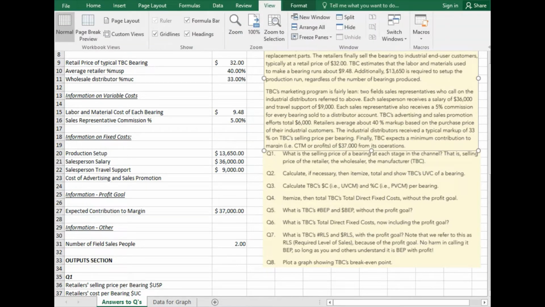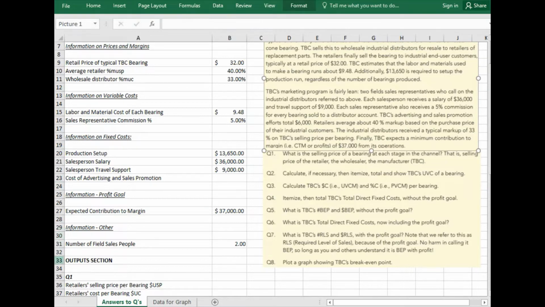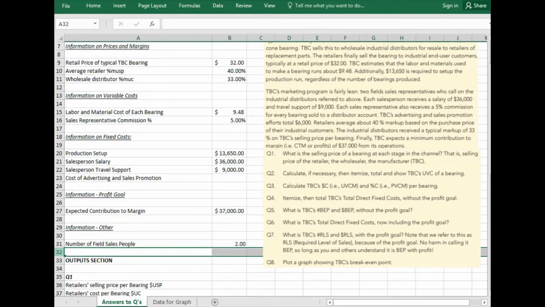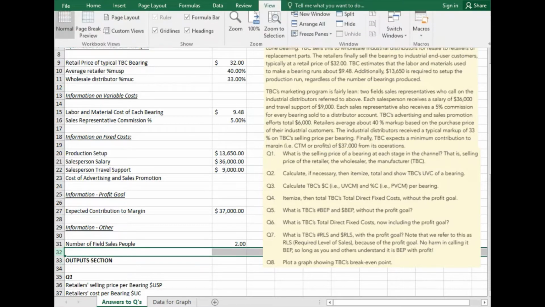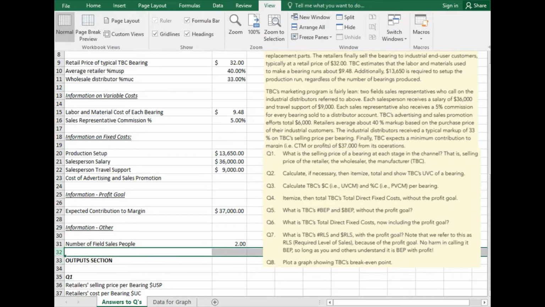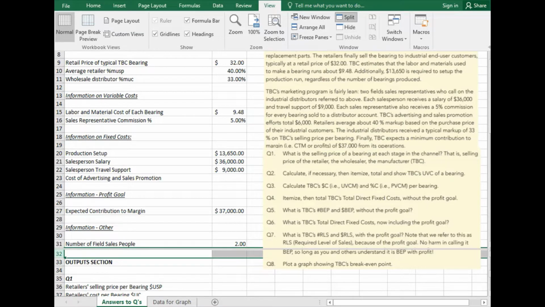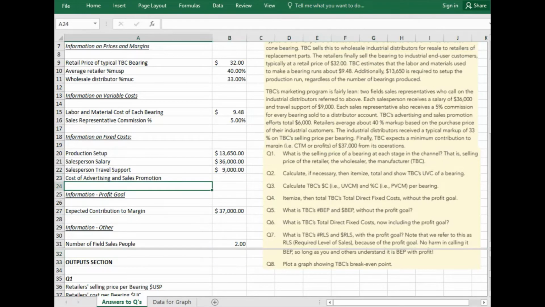All right, so what is the selling price of a bearing at each stage in the channel? That is, the selling price of the retailer, the wholesaler, the manufacturer. I'm going to split my file. I'm going to show you how to do that.